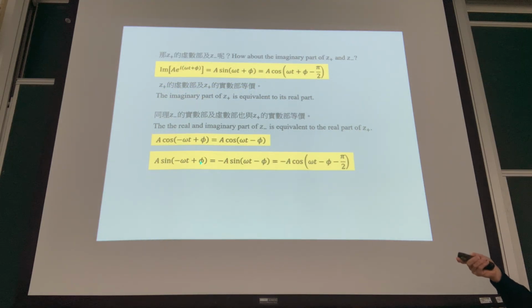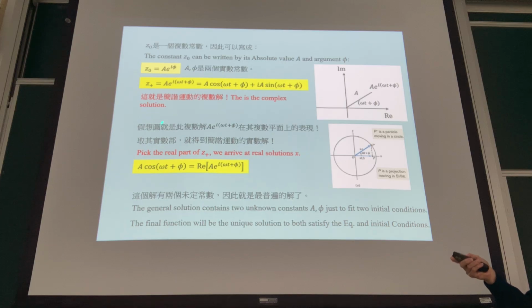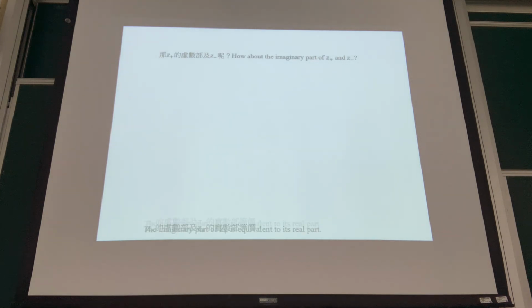The same thing applies to the imaginary part. You can check it here. So that means we got only one set of independent solutions from the real part of Z plus, and that's good enough. That's enough for us to satisfy the equation and also satisfy the initial condition, and that's unique. Now, any question? If not, let's ride a roller coaster. 20 minutes, maybe 15 minutes now, we can get everything done.